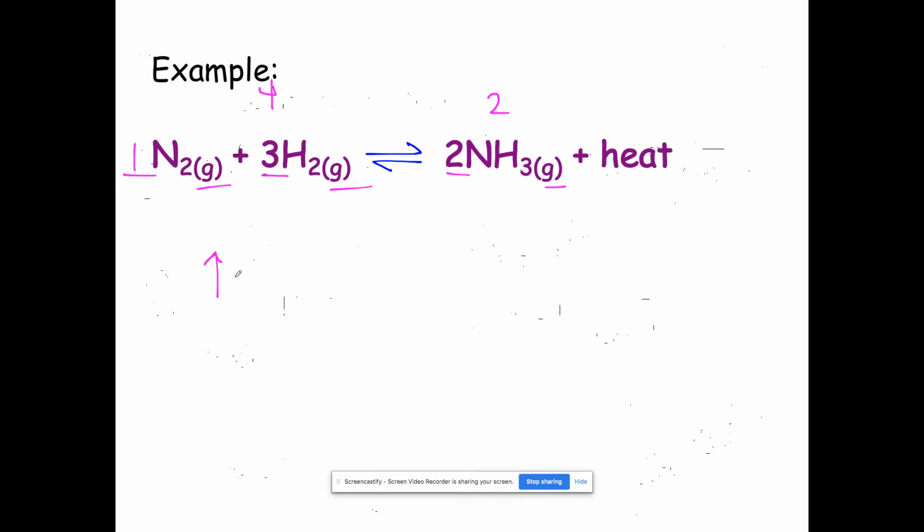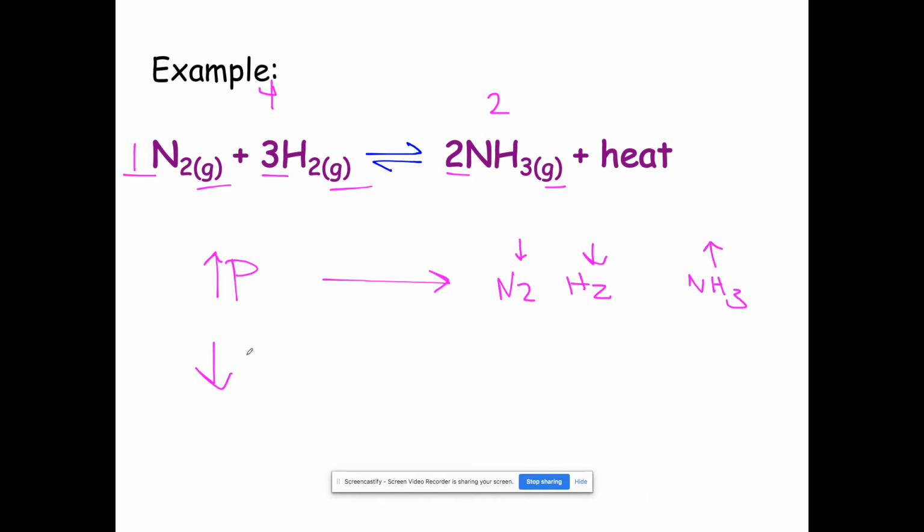So an increase of pressure would be a shift to the right, which means N2, if you're shifting this way, N2 will go down, H2 will go down, ammonia will go up. If you decrease pressure, we're going to go from the side for fewer to more, which means it would go to the left, which means these two things would go up and ammonia would go down. And if you wanted to include heat, if you shift towards, the heat would go up. If you shift away, the heat would go down.